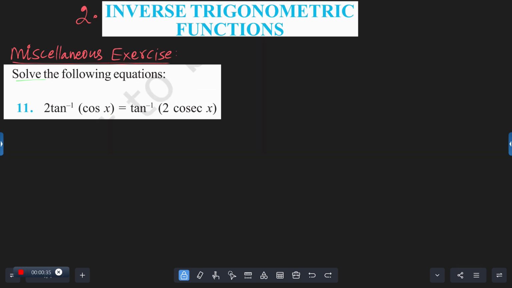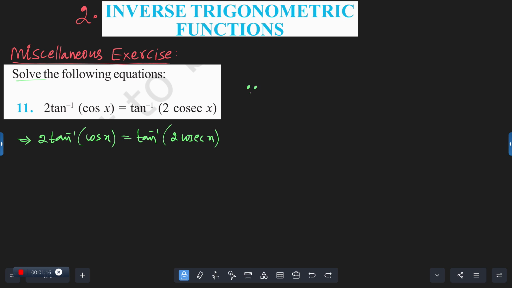So, left hand side first, I'm writing both sides: 2 tan inverse of cos x equal to tan inverse of 2 times cosecant x, as given. Children listen, this is solve. Don't think that left hand side equal to right hand side we have to bring. Solve in the sense you have to take both sides. So very easily you can cancel tan inverse when 2 is not here. But there is a 2 here, so you cannot cancel this.